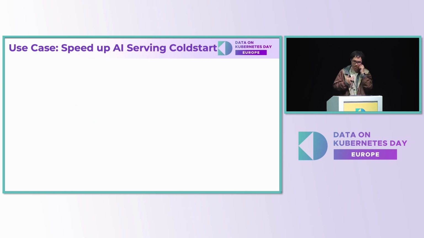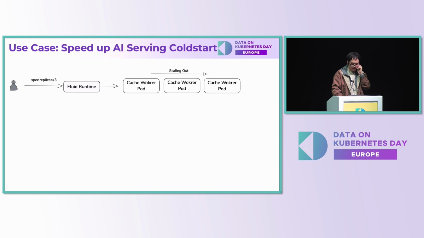Okay, in the last part of our topic, we can see a use case about how Fluid can speed up AI serving cold start. Instead of directly accessing the model weight files stored in remote storage, a user can first scale out the distributed cache system by updating Fluid's runtime custom resource. For example, here we are setting the spec replicas to 3. That means we will try to scale out 3 cache worker pods.